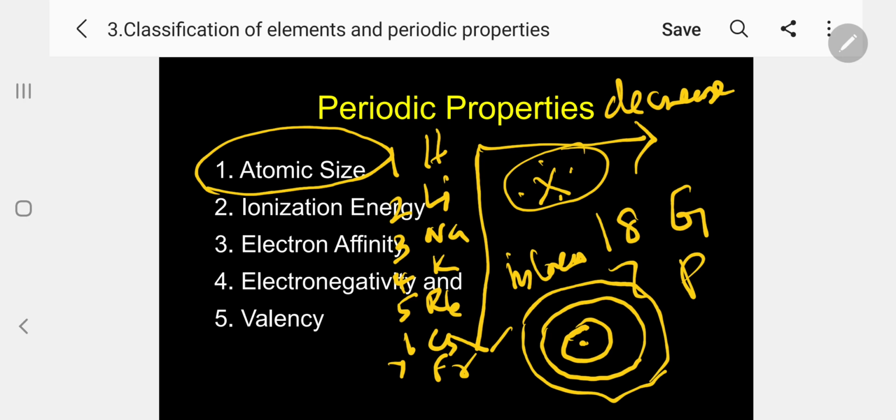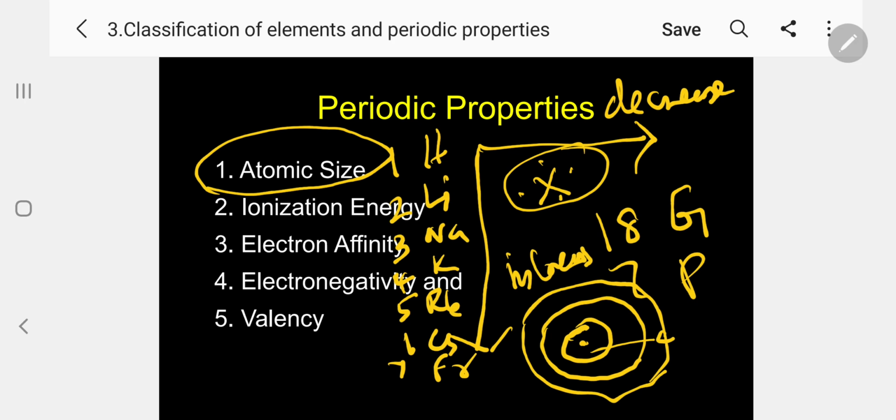That means distance. Then actually, what is atomic size? The distance between the central nucleus and the outermost electron is called atomic size. So when you move down the group, atomic size increases. You know the reason now very clearly. When you move across the period, it decreases. You should be very careful.